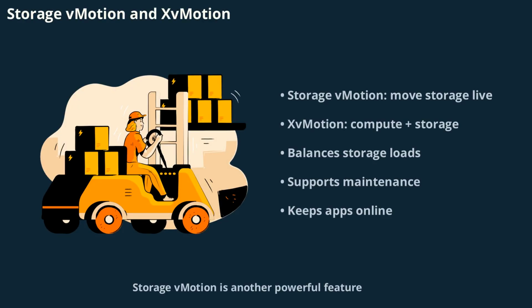Storage vMotion is another powerful feature, allowing the migration of a VM's storage without downtime. When combined with compute vMotion, the process is called shared-nothing vMotion, enabling both compute and storage to move simultaneously. This flexibility is invaluable for balancing storage loads, performing maintenance, or migrating to new storage platforms, all while keeping applications online.